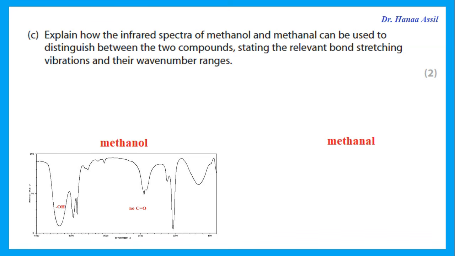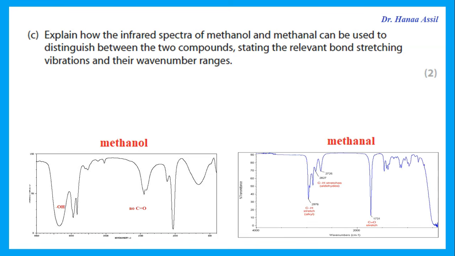But if you look at the IR of methanal, remember that methanal has a C double bond O, so it would have a sharp peak at around 17 something. It would also have peaks for the CH bonds of the aldehyde at a little below 3000, so those peaks at 28 something and 27 something are due to the CH of the aldehyde.